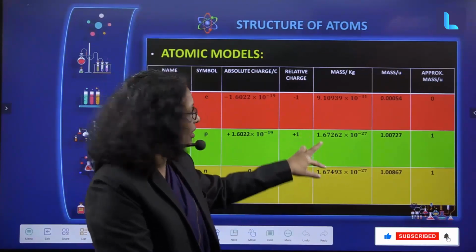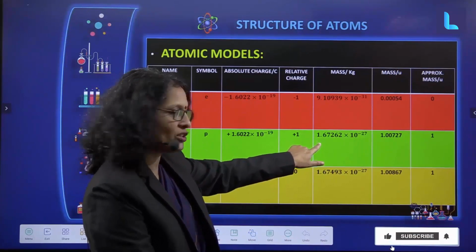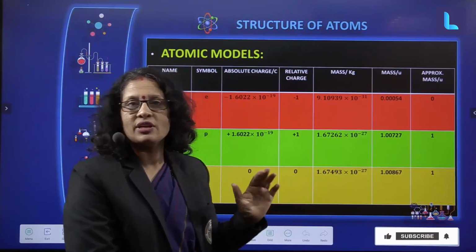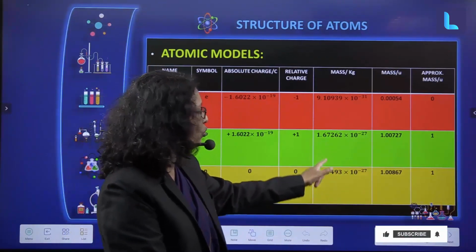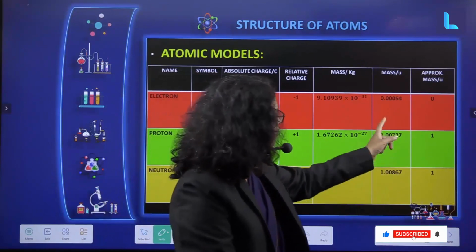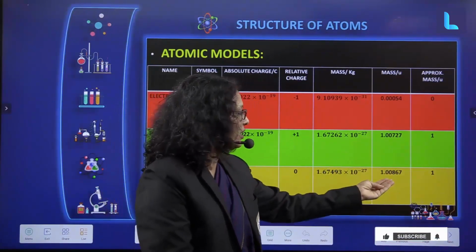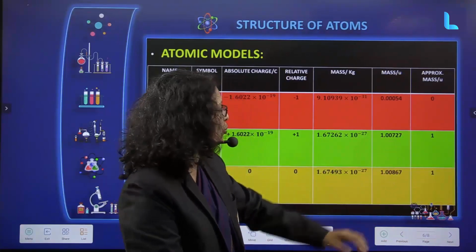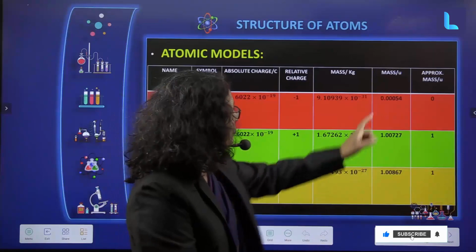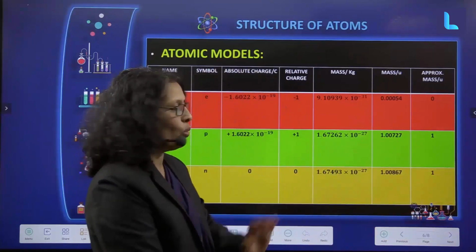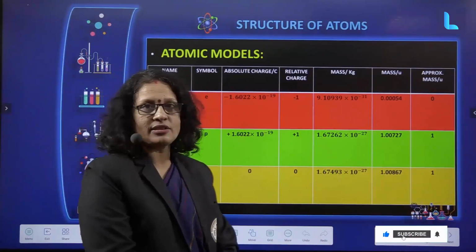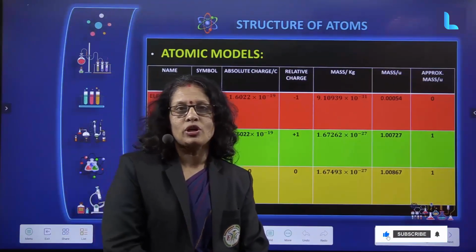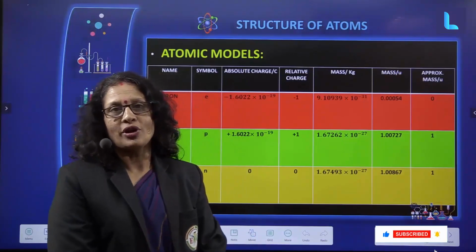Is the comparison between these two masses clear? This is the mass of the proton, this is the mass of the neutron. The neutron doesn't have any charge, but its mass is a little more than the proton's. In atomic mass units also, it is a little more: this is 1.00727 and this is 1.00867. The approximate mass in this case is 1. So I think this table gives a clear idea about all three subatomic particles, which we commonly call the fundamental particles: electron, proton and neutron.